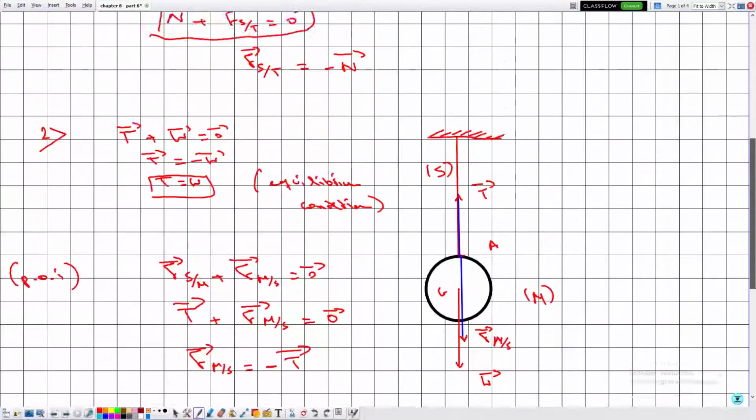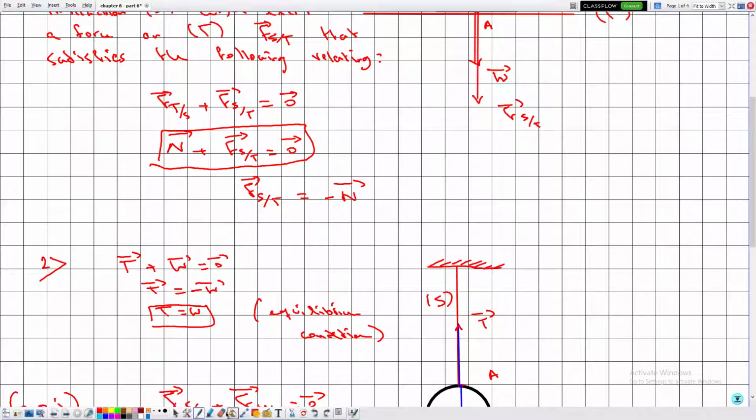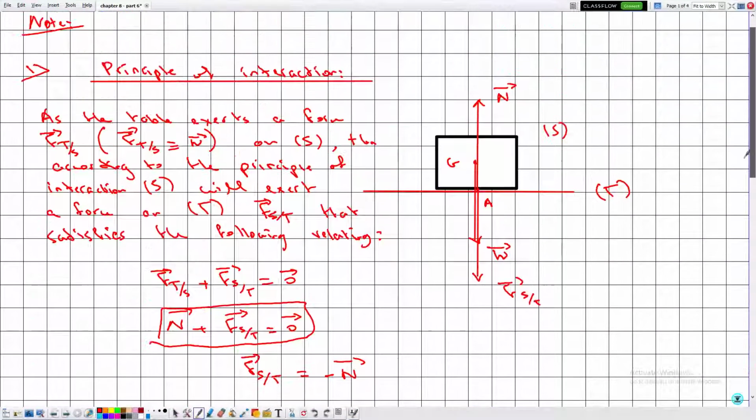So now I want to explain the other thing. So this is the principle of interaction. Here we talked about examples 1 and 2. So this is example 2 and this is example 1.